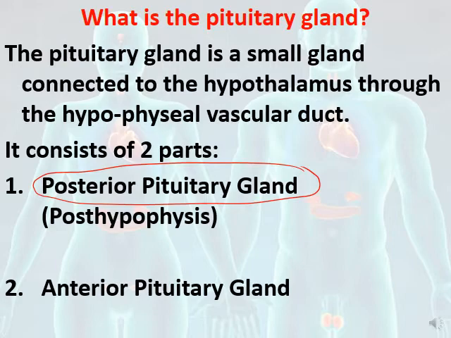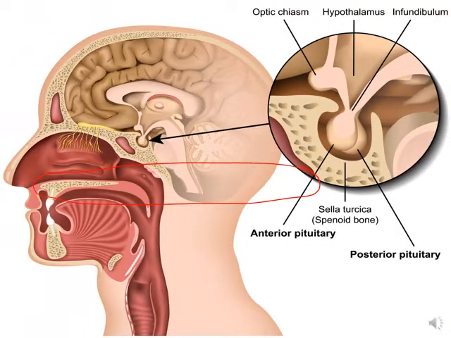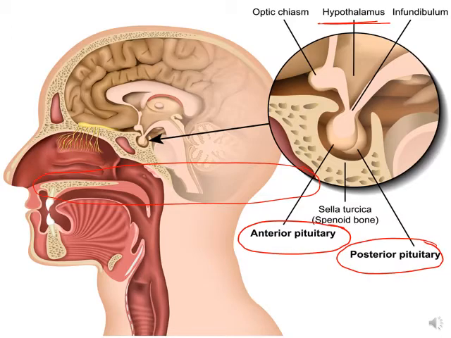Okay, so this is the figure showing the different glands. Here is the anterior pituitary gland. Here we have the hypothalamus. Okay, the part of the hypothalamus. Okay, here we have the anterior pituitary and the posterior pituitary gland.